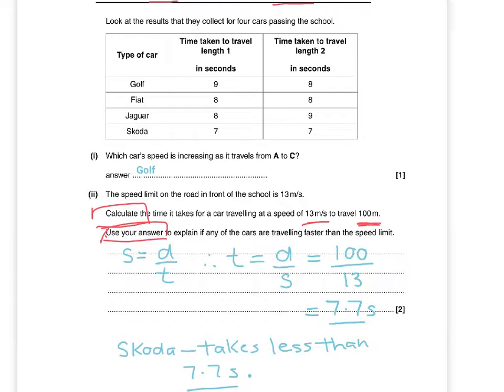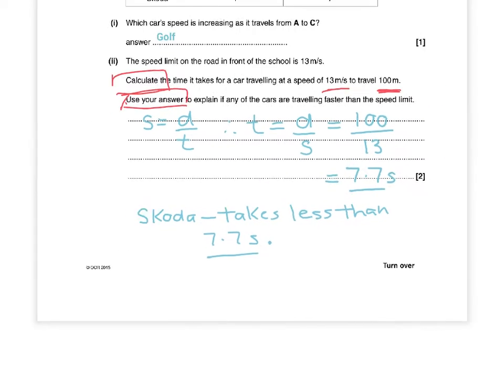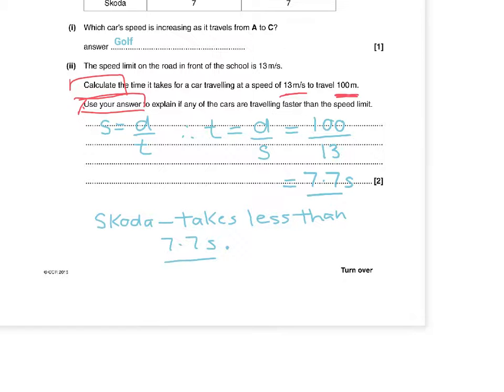Naughty cars. Okay, so obviously the equation that we're going to use is speed equals distance over time. So we need to change the subject and make t the subject. So t becomes the distance divided by speed, which is 100 meters divided by 13 meters per second, which leads us to 7.7 seconds. So what that means is anything that's taking less time than 7.7 seconds is going faster than the speed limit. So our Skoda, naughty Skoda, is actually the one that's breaking the speed limit.